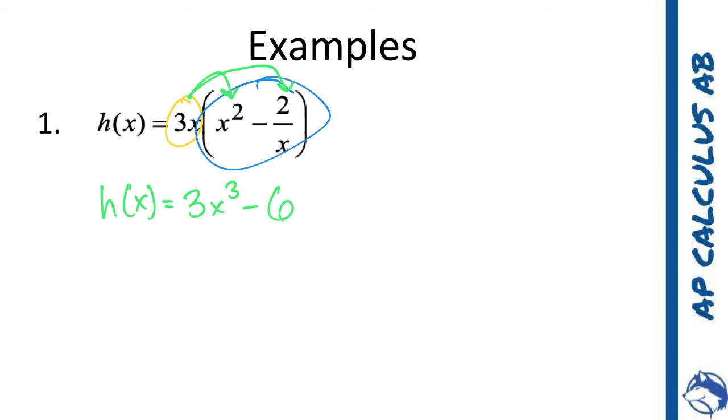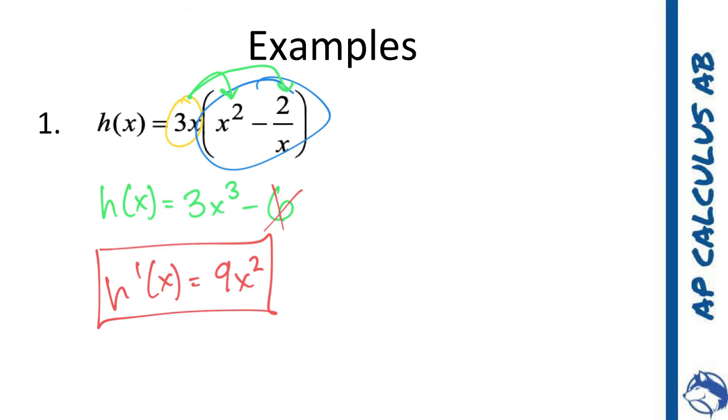Well, 6x divided by x is just 6. So now I can find h prime of x, and this is going to be equal to 9x squared. And then the derivative of the constant just becomes 0. So it's just 9x squared.